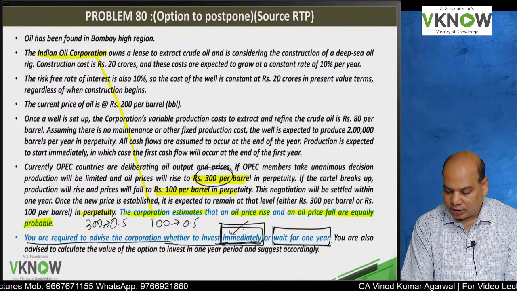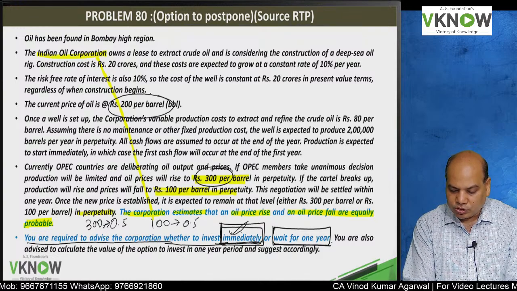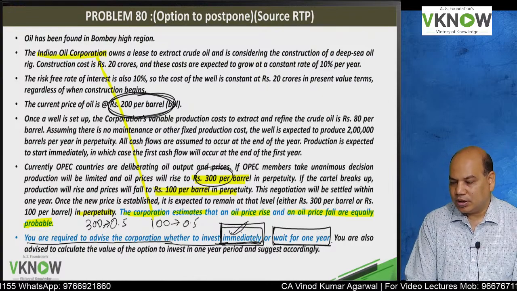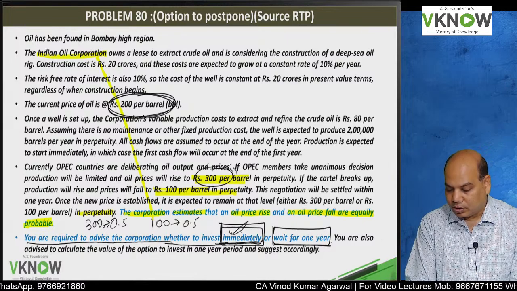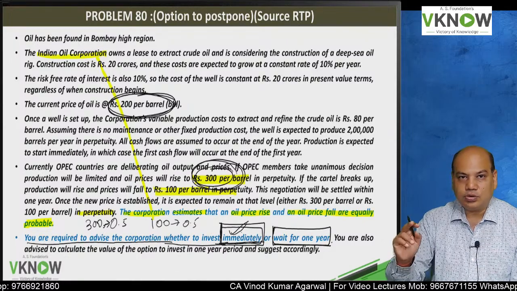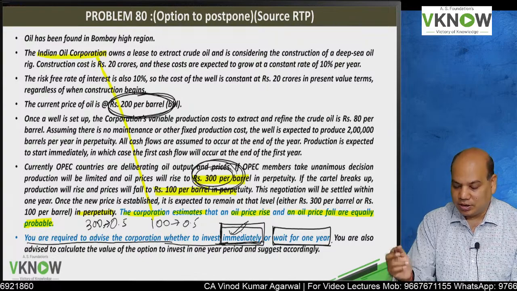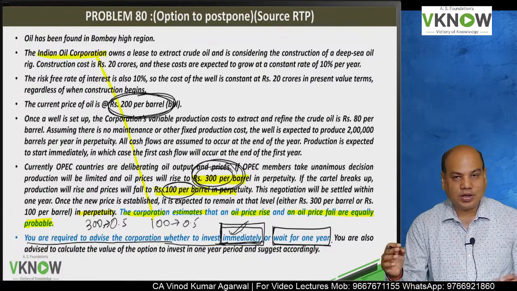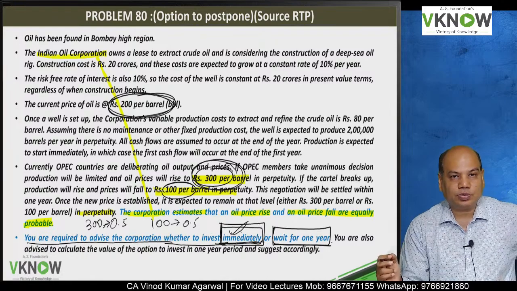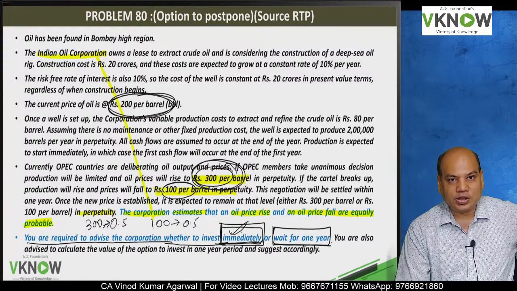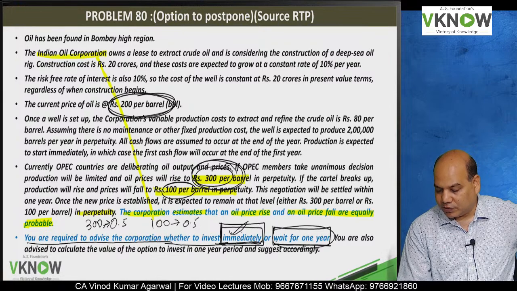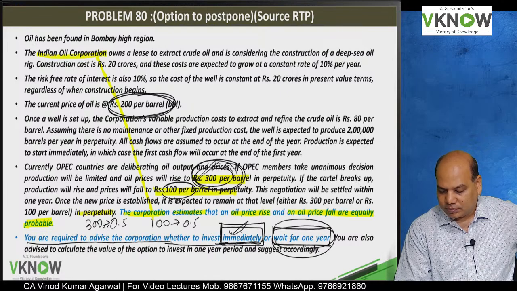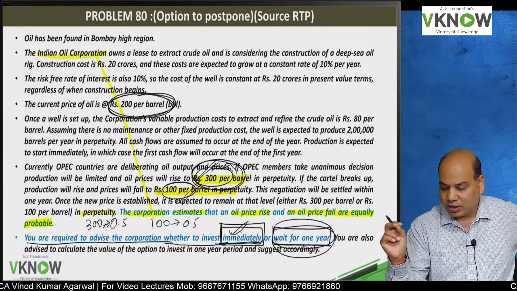If you invest immediately, your calculation will be based on the current price of oil, 200 rupees. But if you wait for 1 year, then you will first calculate assuming the cartel succeeds and price is 300. Then you will calculate assuming the cartel fails and the price is 100, and then you will compute the expected cash flow and take the present value. So in the second case, for every possibility, you have to compute the NPV and take the expected NPV.